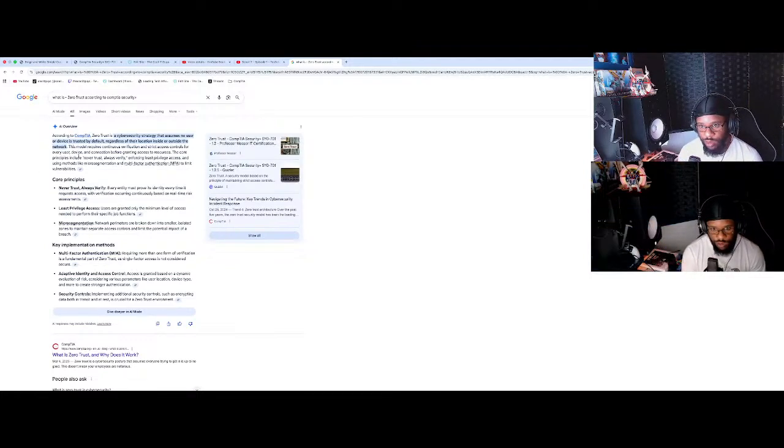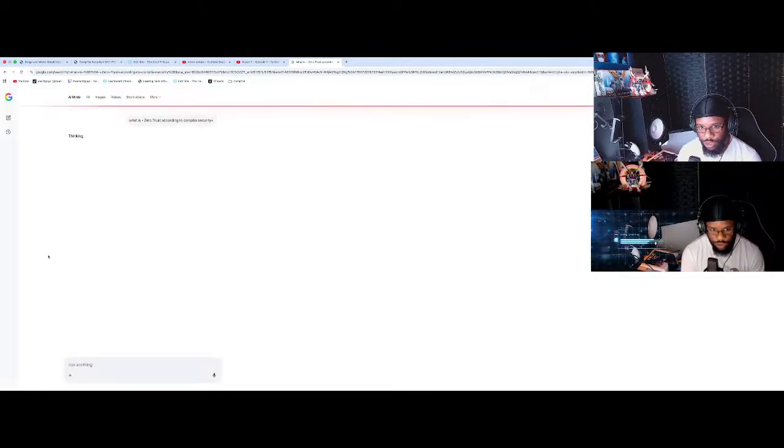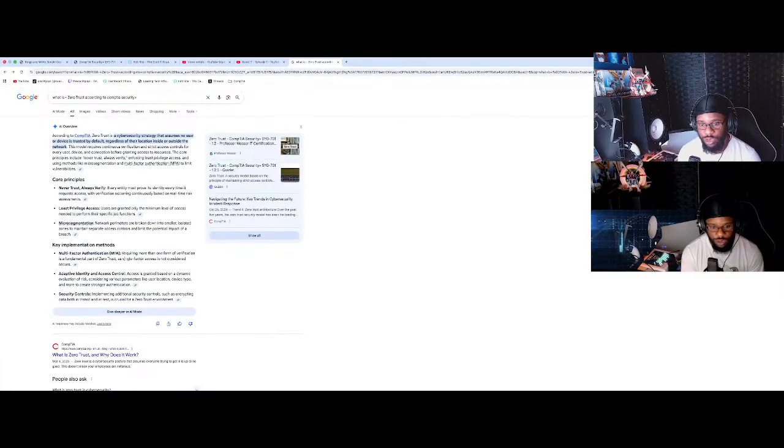And then the ways to implement this zero trust strategy. Oh wait, we don't want to dive deeper. Let's go back. Not right now.